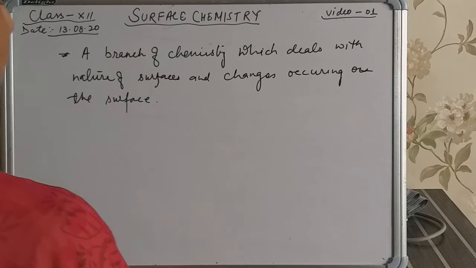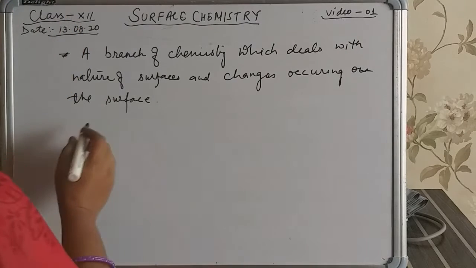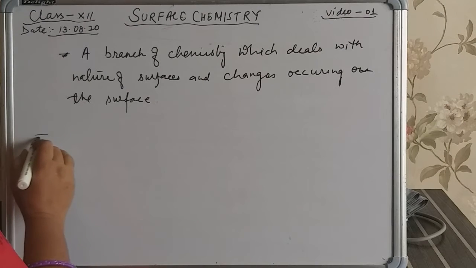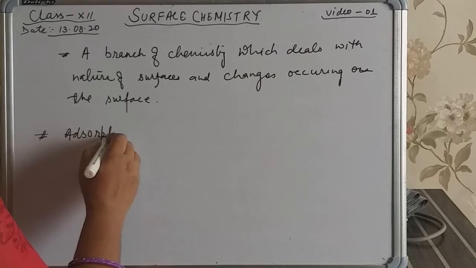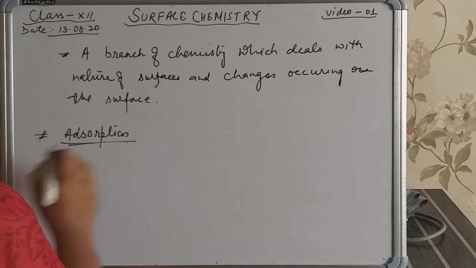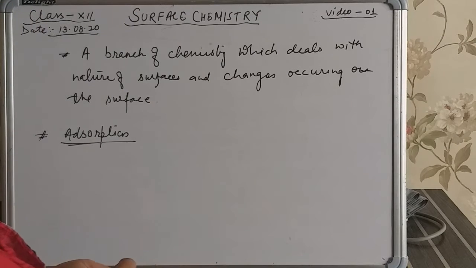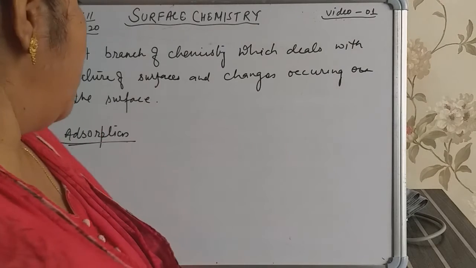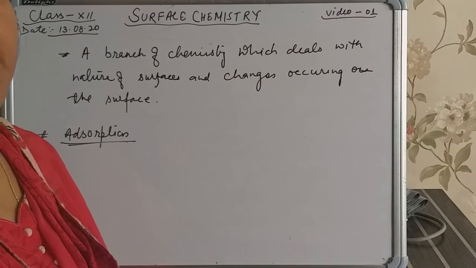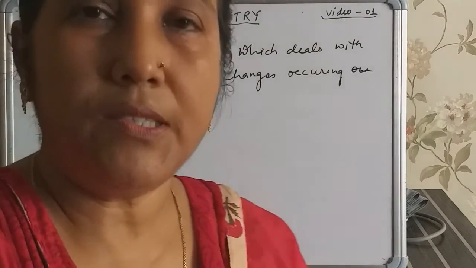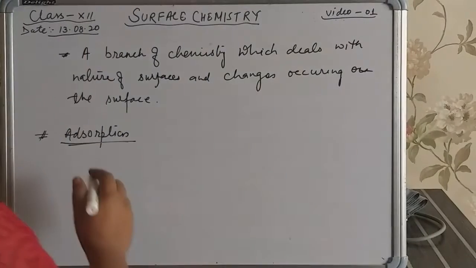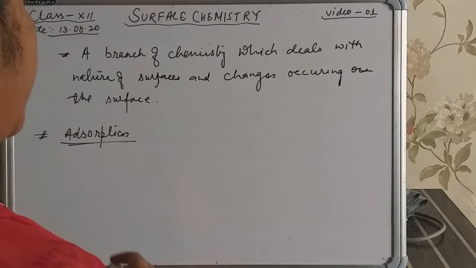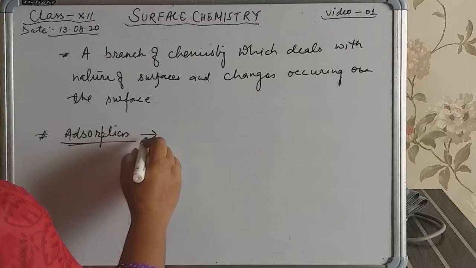In this surface chemistry, at first we discuss the topic adsorption. So write down what is adsorption. In class 9th you have read about adsorption or absorption. So what is the difference between absorption and adsorption? Absorption, as we know, is the bulk phenomenon and adsorption is the surface phenomenon. So we will discuss adsorption first. So what is adsorption?